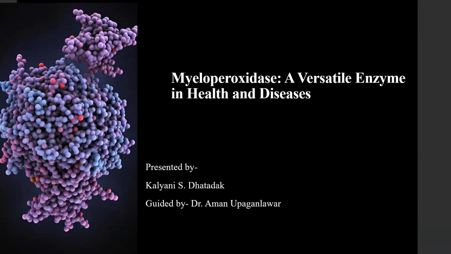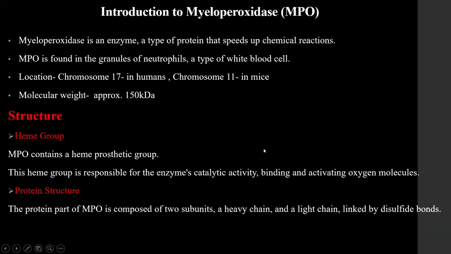In this video, we will discuss the enzyme myeloperoxidase, which is a versatile enzyme in health and diseases. Let's see the introduction of myeloperoxidase. Myeloperoxidase is an enzyme, a type of protein that speeds up chemical reactions. It is generally found in the granules of neutrophils, which are a type of white blood cell. Myeloperoxidase is located at chromosome number 17 in humans and at chromosome number 11 in mice. The approximate molecular weight of myeloperoxidase is 150 kilodaltons.